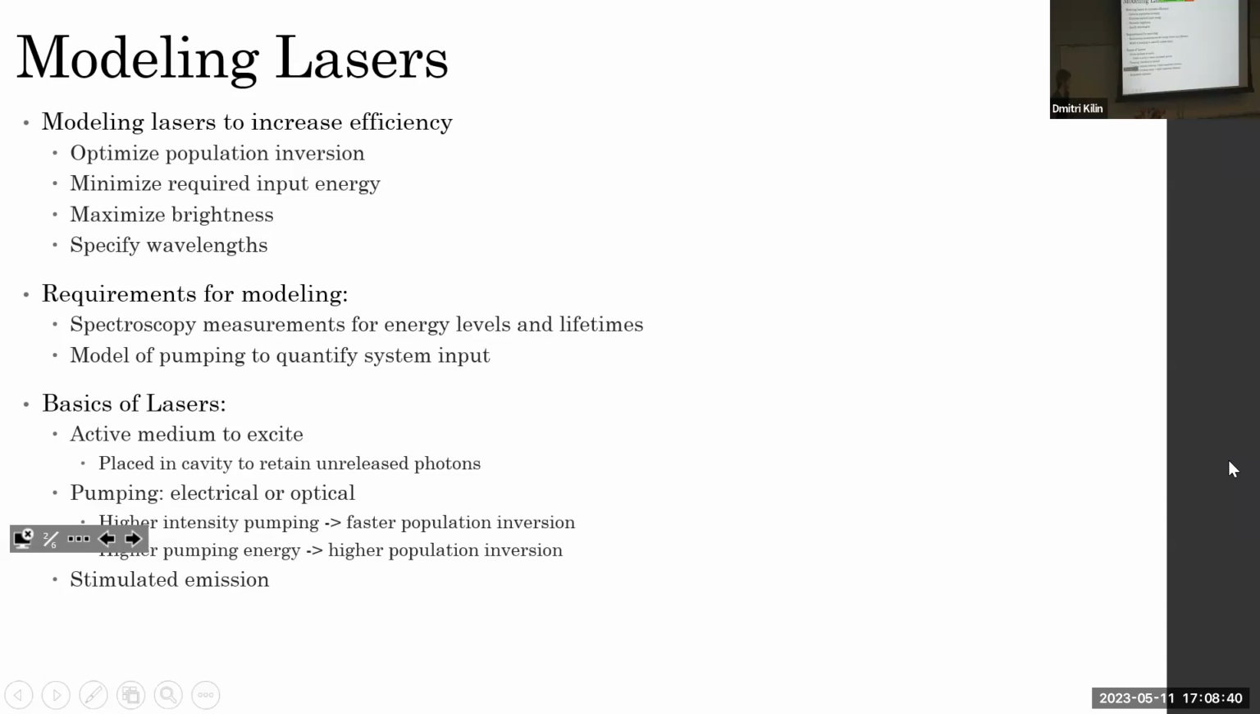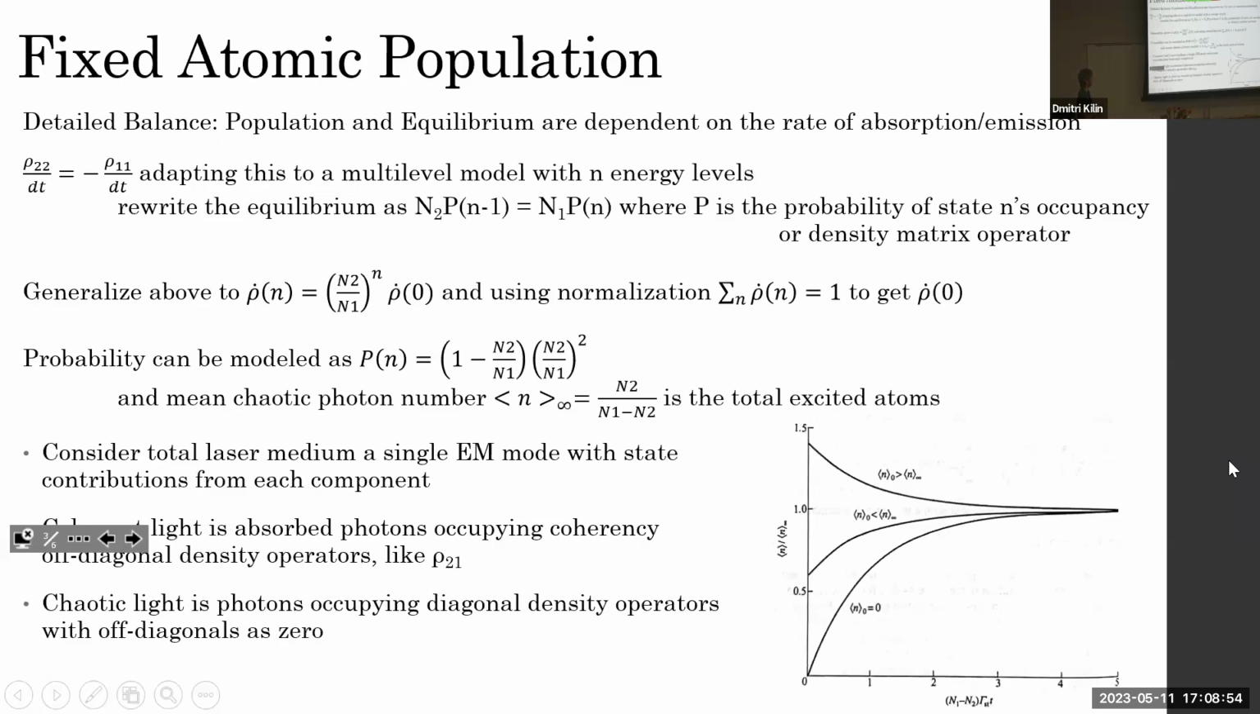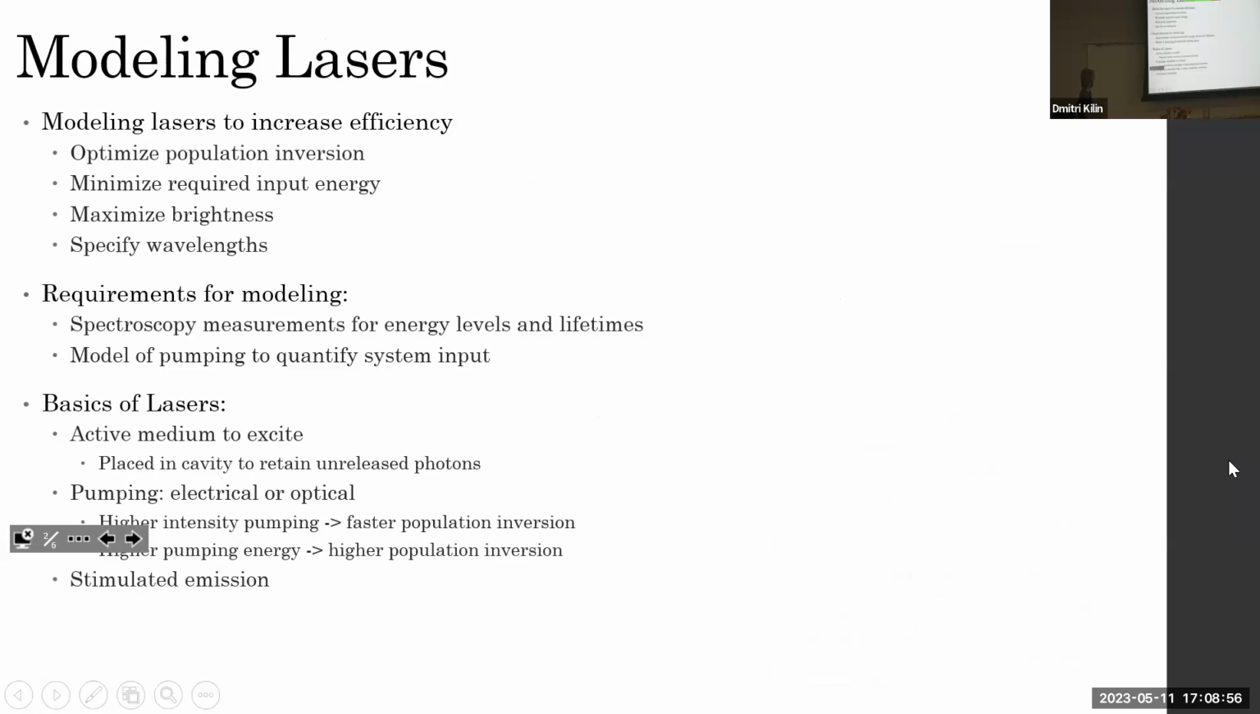So I do want to make a correction to this. Ignore the second line. I was thinking about this while the presentations were going, but increasing the intensity of pumping will create a faster population inversion, but also based on the idea of detailed balance, having a higher rate will also increase the overall population of our excited states. And then finally, we have stimulated emission.